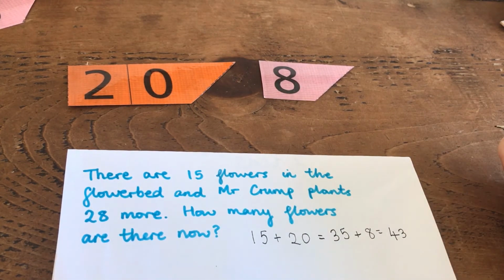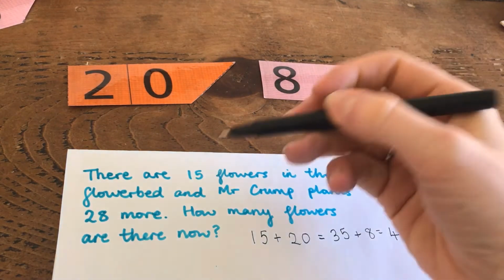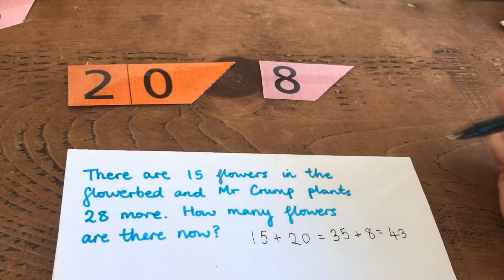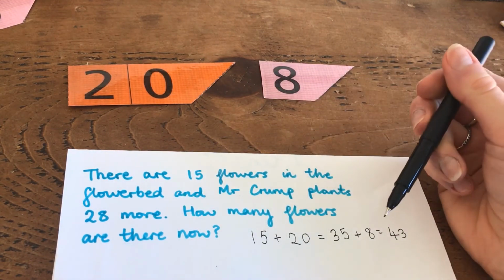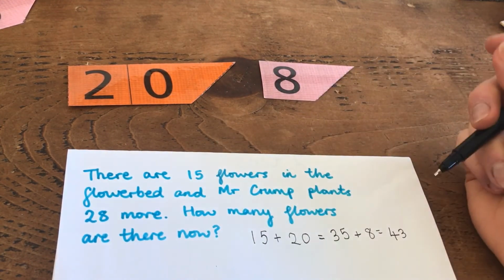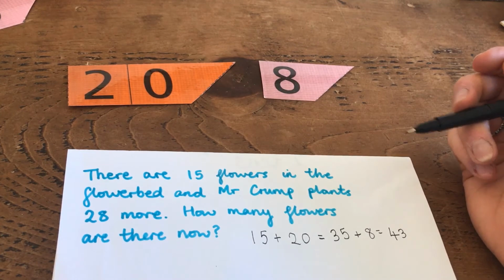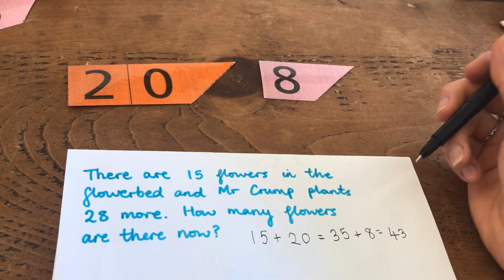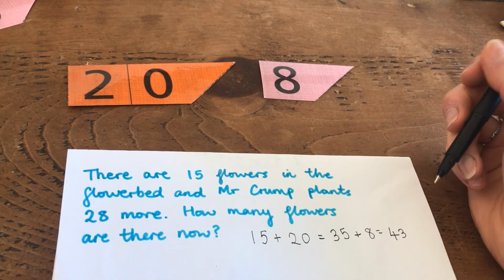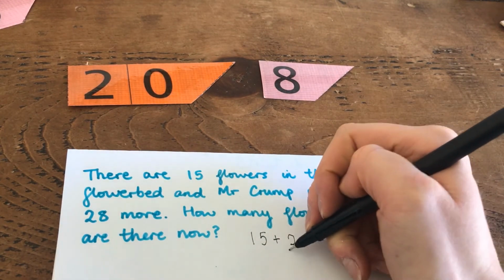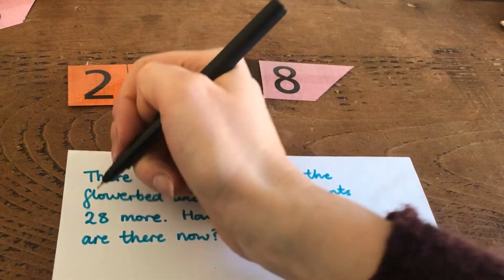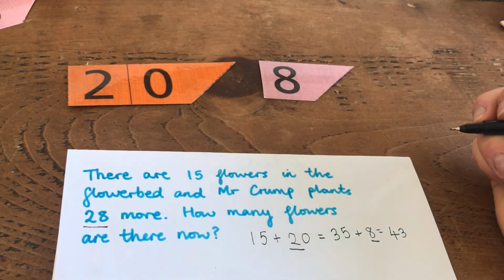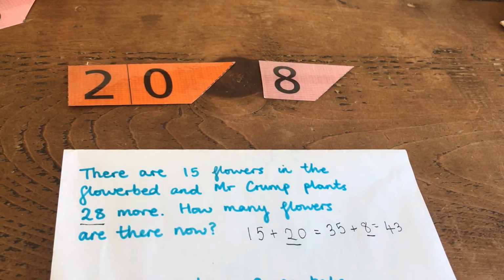Okay, so 43. So I didn't partition both numbers because actually it's a lot to hold in your head, because otherwise you need to think a 10 and a 20 and a 5 and an 8. So keep one whole, and then add on what you need to, and you can partition that number. So I partitioned the 28 here into 20 and 8 to make it easier.